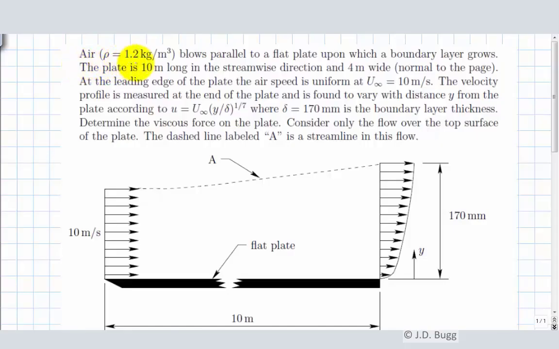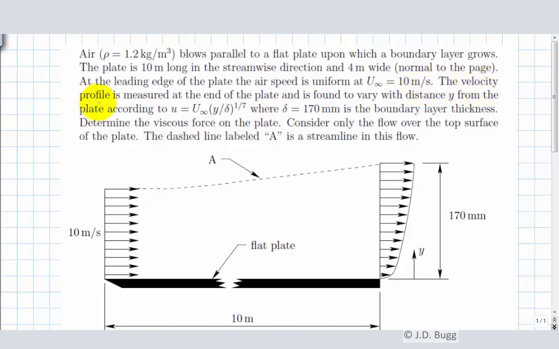Air with a density of 1.2 kilograms per cubic meter blows parallel to a flat plate upon which a boundary layer grows. The plate is 10 meters long in the streamwise direction and 4 meters wide, normal to the page. At the leading edge of the plate, the airspeed is uniform at u infinity equals 10 meters per second.